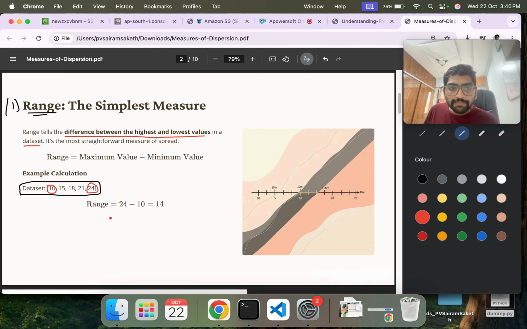But there is one small problem in this method. It is very sensitive to outliers. Sensitive to outliers.